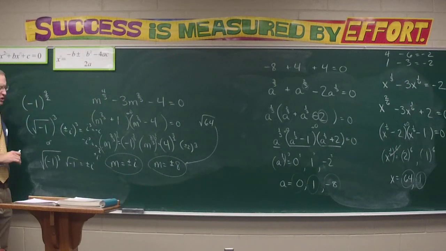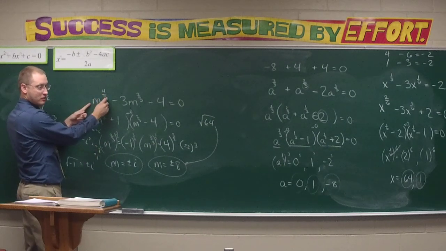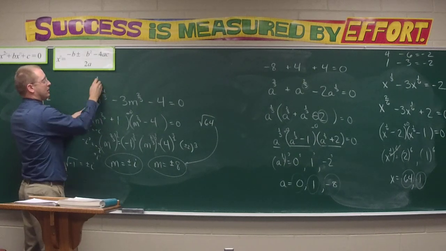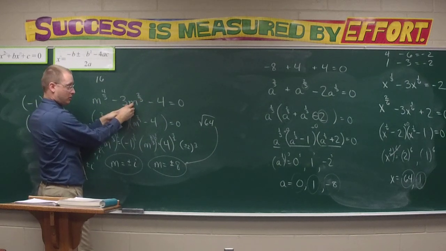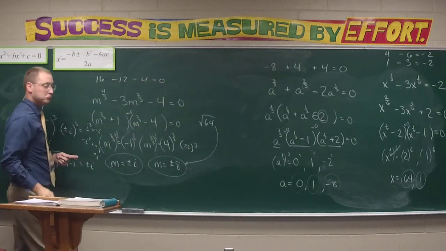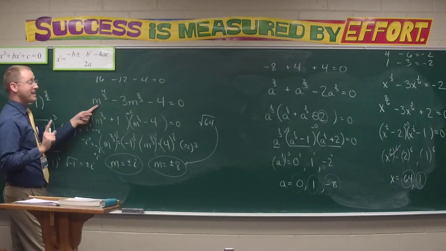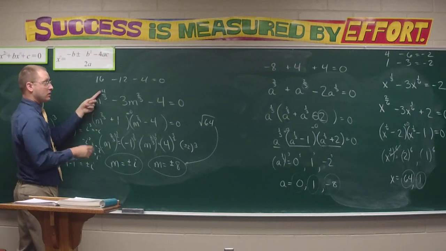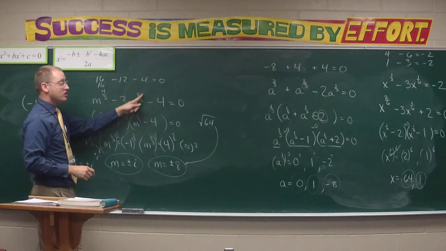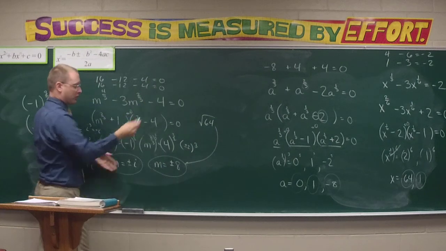Let's check the real answers first. Let's try an 8. What's the cube root of 8? 2. 2 to the 4th is 16. Cube root of 8 squared is 4, times -3, minus 4 equals 0. Yeah. Let's try -8. Cube root of -8 is -2, to the 4th, still 16. Cube root of -8 squared, still 4 times -3 minus 4 equals 0, of course. So both of those check.